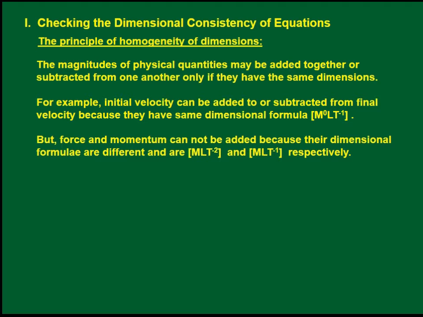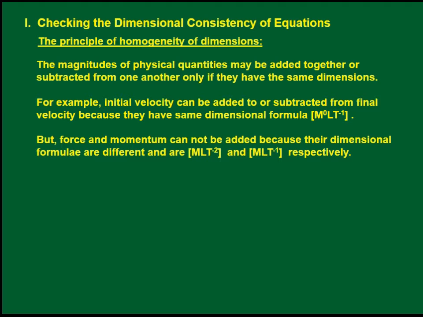So let us check this one. As an example, v squared is equal to u squared plus twice a s. The dimensions of the quantities involved in the equation are: u is equal to M to the power 0, L, T to the power minus 1; v is equal to M to the power 0, L, T to the power minus 1; a is equal to M to the power 0, L, T to the power minus 2; s is equal to M to the power 0, L, T to the power 0.